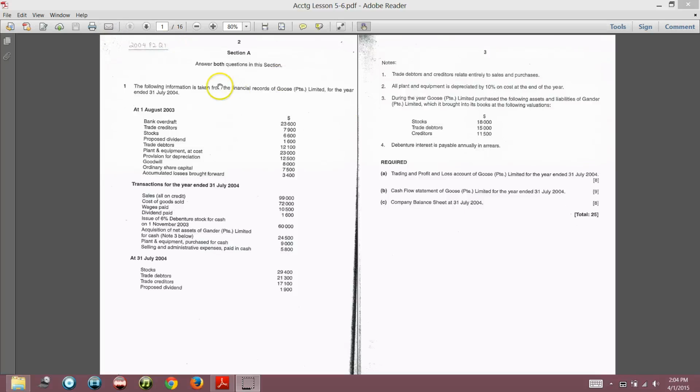Okay, these are the past year exam questions. This is 2004 paper 2 question 1. Bring out your past year exam question paper, have it in front of you, and get a calculator ready with you.